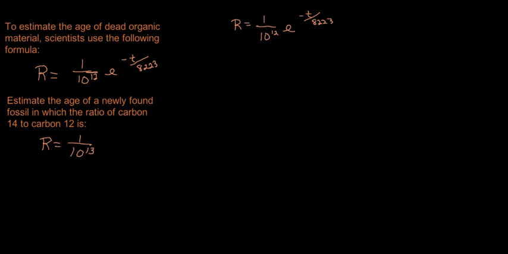Alright, let's take a look at another problem. Still in section 3.5 here. And this is one where they've kind of come up with a formula for us already. It says, to estimate the age of dead organic material, scientists use the following formula. R equals 1 over 10 to the 12th power times e raised to this entire thing up here, negative t over 8223, as our exponent.